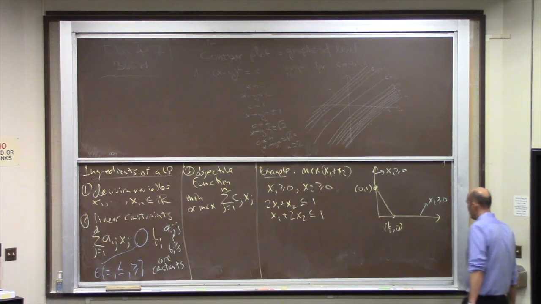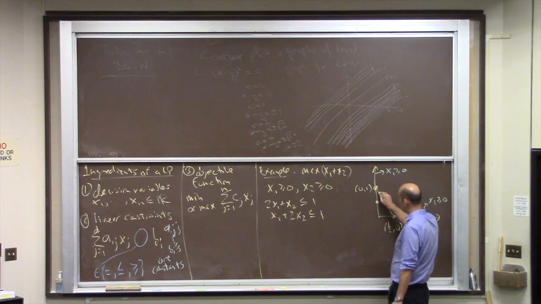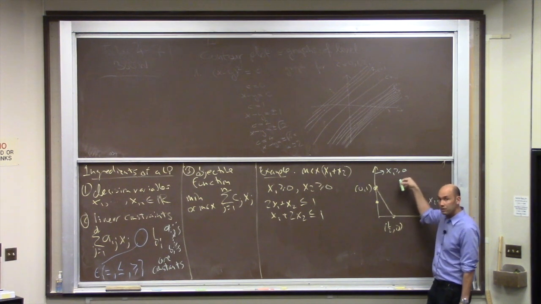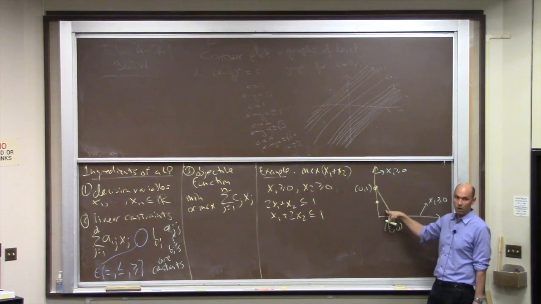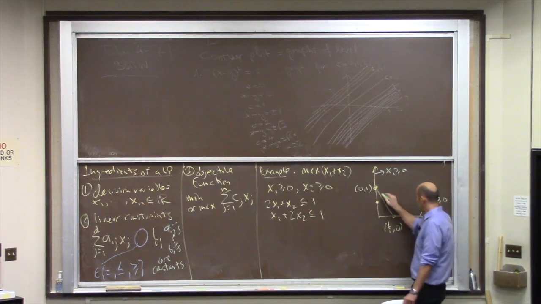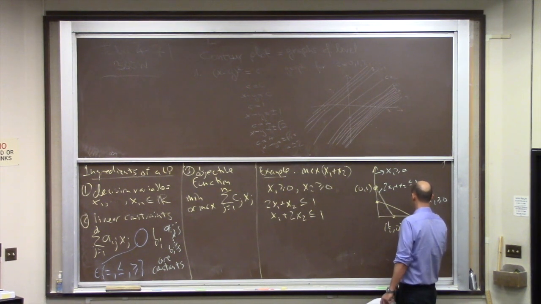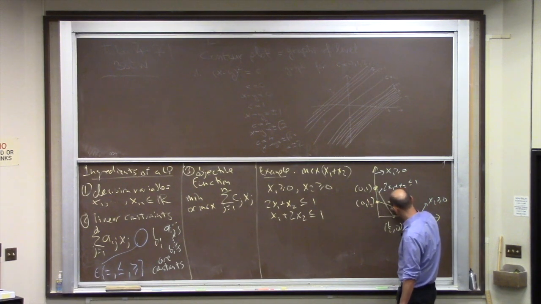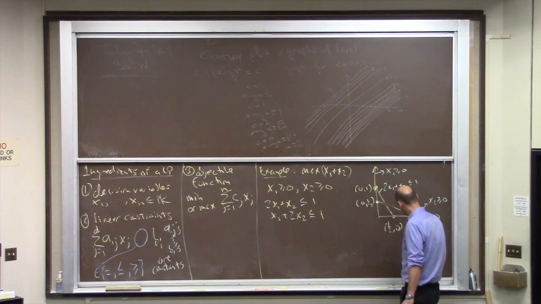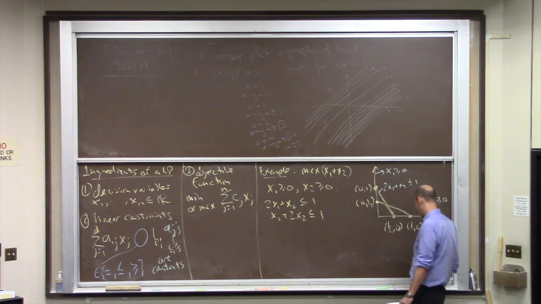So what does the constraint say? It says you have to be southwest of this line, so 2x1 plus x2 should be at most 1. And then symmetrically, you've got this other constraint. This is not really drawn very well to scale. In your mind, think of this as symmetric.